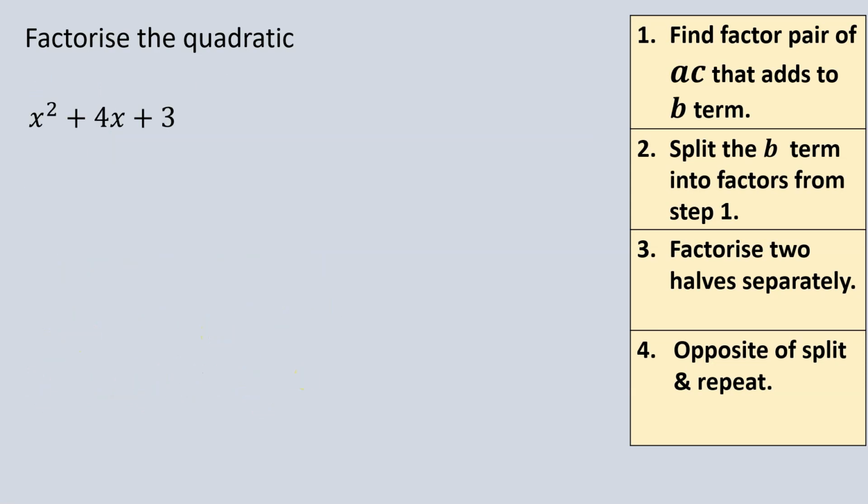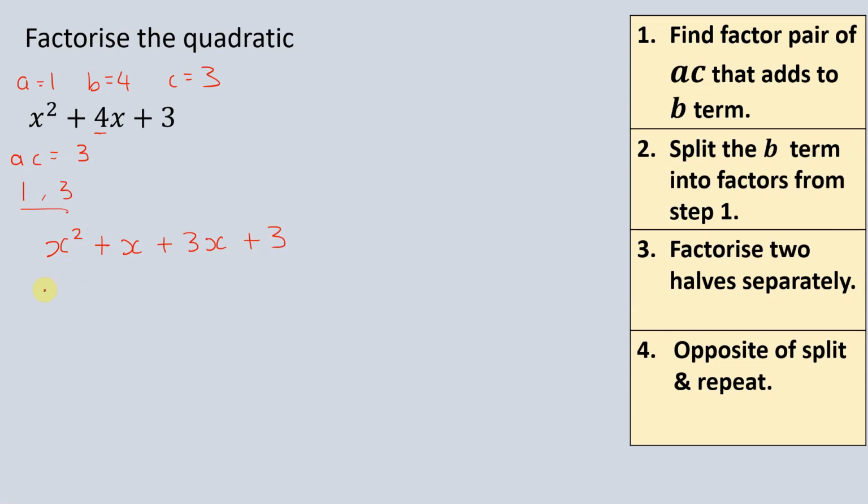And on to our next example. So in this one here, a is going to be 1, b is going to be 4, and c is going to be 3. And we need to find AC, which is going to be 3 in this case. And we need factors of 3 that are going to add or subtract to give us 4. And in this case, 1 plus 3 gives us 4. So we're going to split the 4x into x and 3x. So we have x squared plus x plus 3x plus 3.